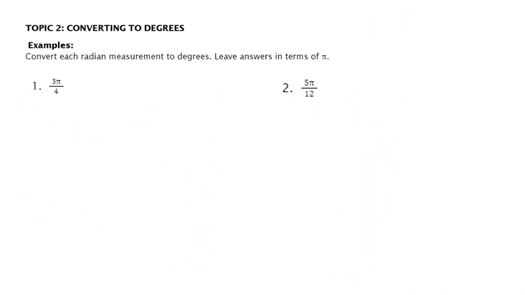For the next one, same idea. We're just going the other direction. So again, we're saying pi radians, or 1 radian essentially, is 180 degrees.